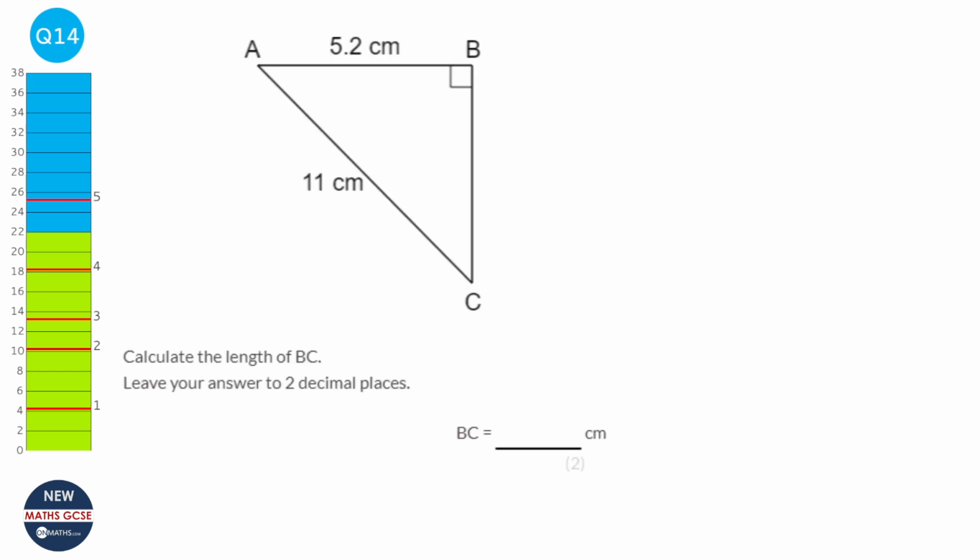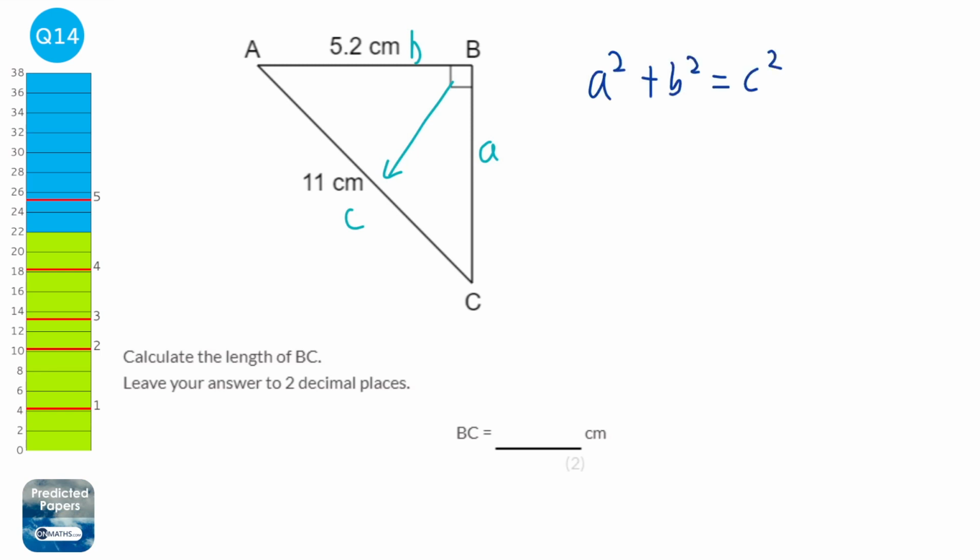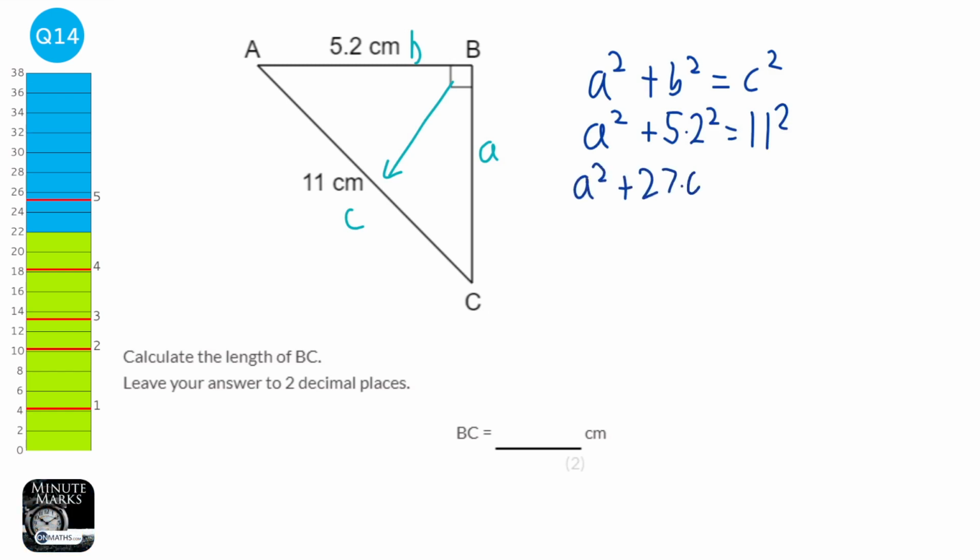So in this question, we've got a right angle triangle, and we're asked for length BC, and we're given the other two lengths. It's going to be Pythagoras. And so for Pythagoras, I just label the sides A, B, and C, but C must be the one opposite the right angle. And Pythagoras says that a squared plus b squared is equal to c squared. We don't know what a squared is, but we know what b is, which is 5.2, and we know c is 11. So when we do that, we get a squared plus 27.04 equals 121. And we just solve.